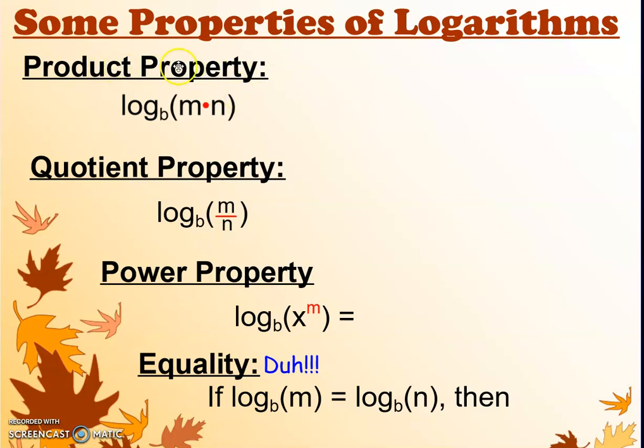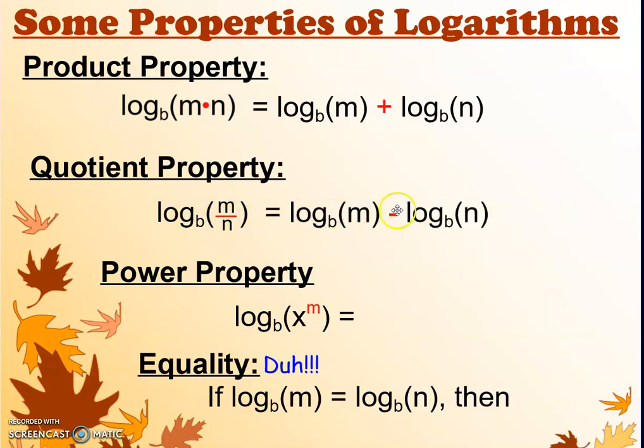So the first property I want to look at is the product property. And as you may recall, the product property says anytime you take a logarithm of a product, that is equal to the sum of each separate logarithm. Similarly, the quotient property: anytime you take a logarithm of a quotient or a division problem, that is equal to the difference of the separate logarithms.